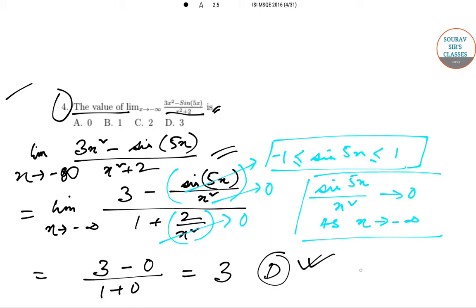So today we have solved question number 1, 2 and 4 from the ISI MSQE paper of year 2016. We will be solving the next questions in the subsequent videos.